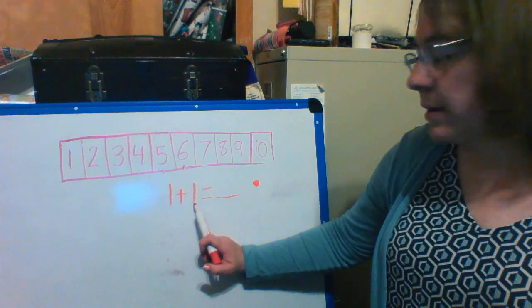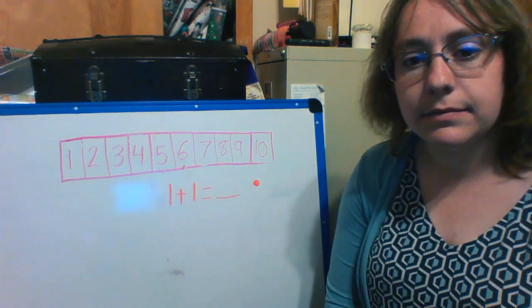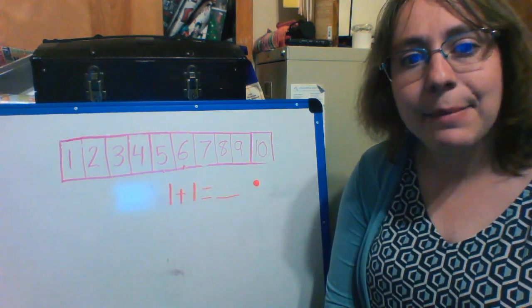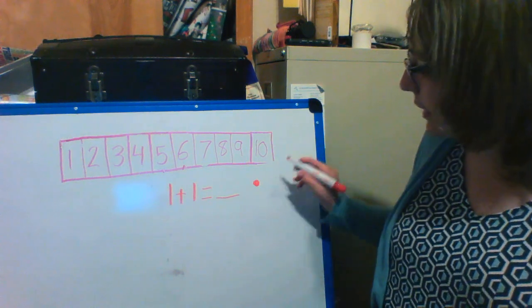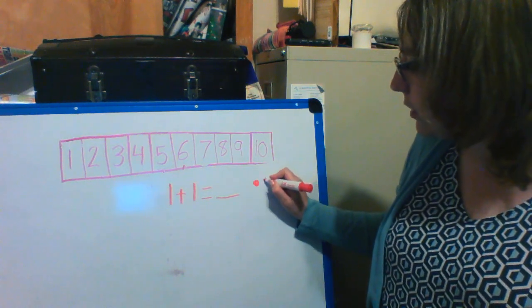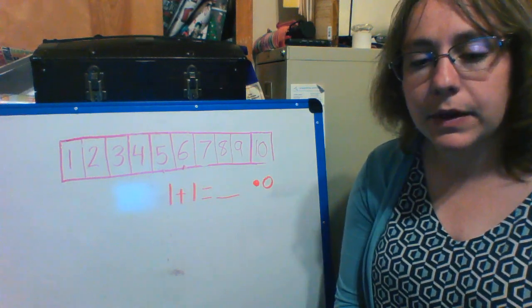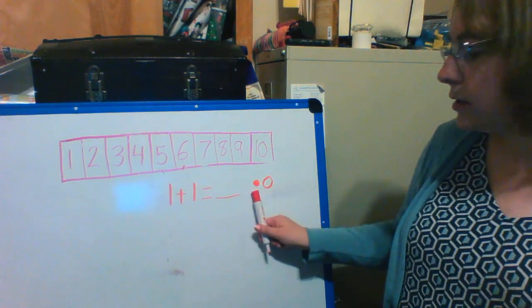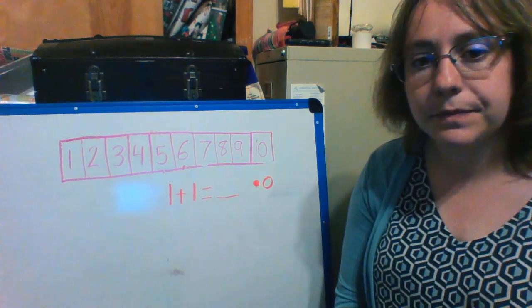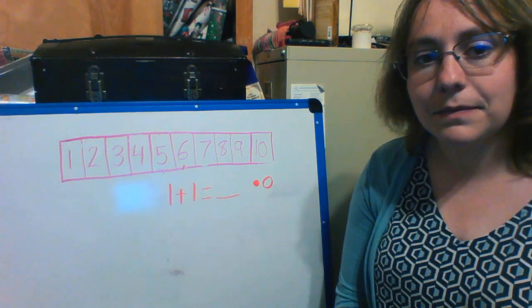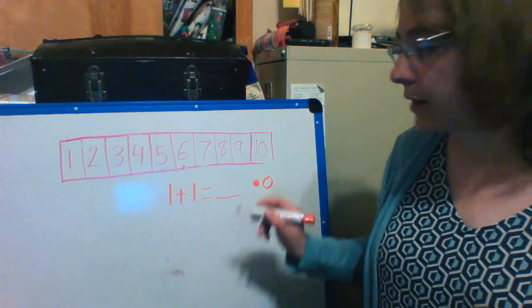Now, how many am I adding? You're right, I'm adding 1 more dot. So I'm going to draw an open circle to show that I'm adding 1 more. How many dots do you see altogether? Very good, you see 2 dots.